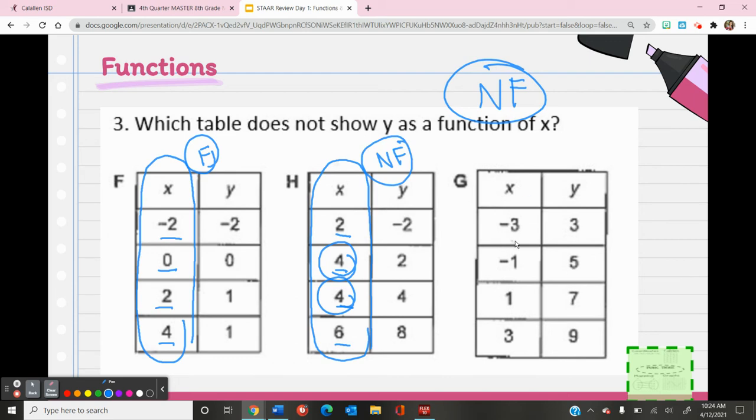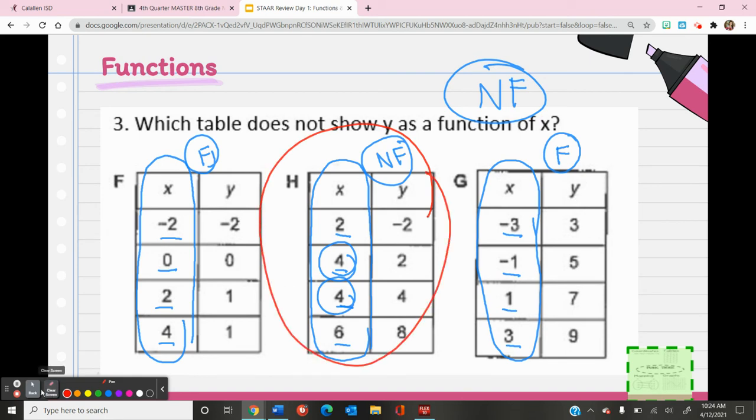And then lastly, g, again just looking at my x values, I have a -3, a -1, a +1, and a +3. Some people might think this is not a function because they see 2 1s and 2 3s, but you have to remember that a -3 and a +3 are not the same number. So this is a function. None of my x values repeat. So the table here that is not a function is going to be h.